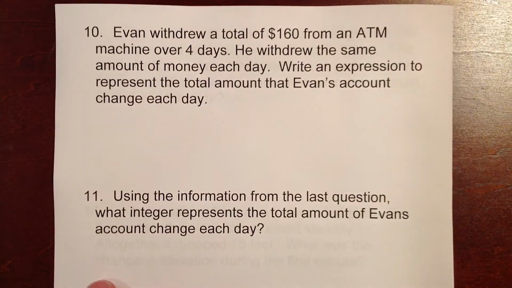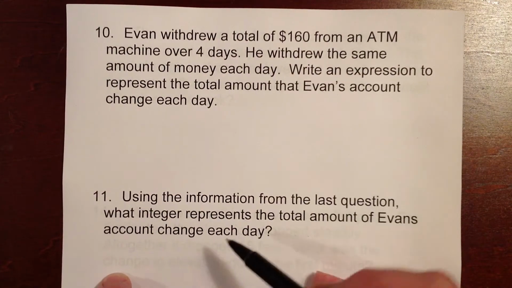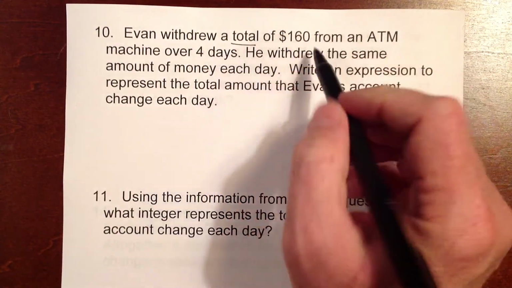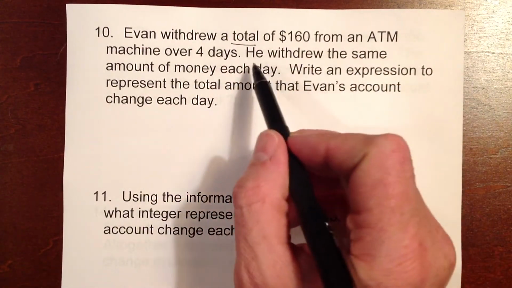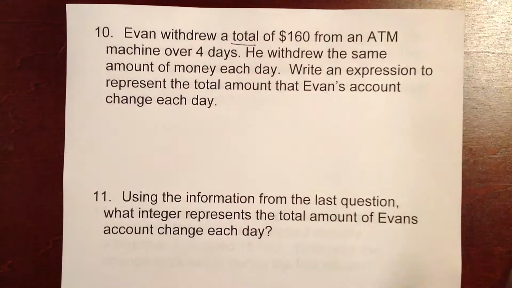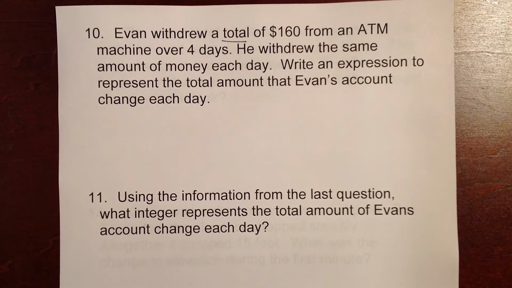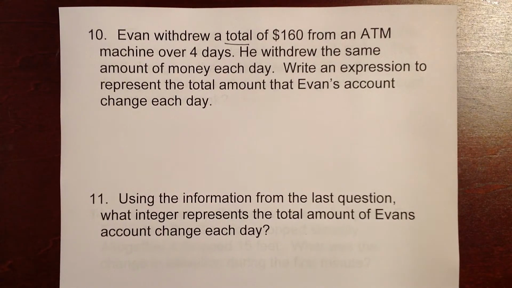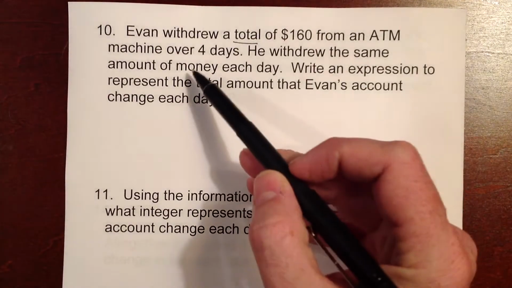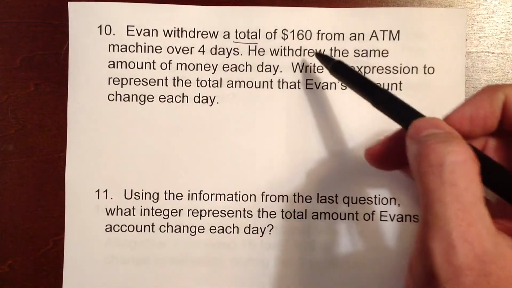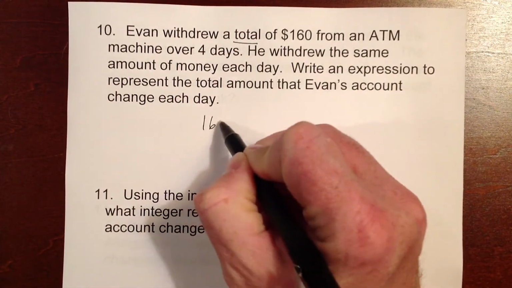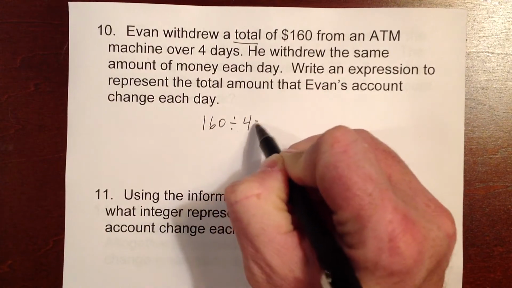Now we have a banking question. Evan withdrew a total of $160 from an ATM machine over 4 days. So look for your key words here: a total of $160 over 4 days. And now it says he withdrew the same amount each day. So every time we went to the ATM, it was exactly the same. Write an expression to represent the total amount of Evan's account change each day. All I'm looking for is the expression. Okay, well, if over 4 days he drew the same amount of money out and it totaled $160, we would just say 160 divided by 4.